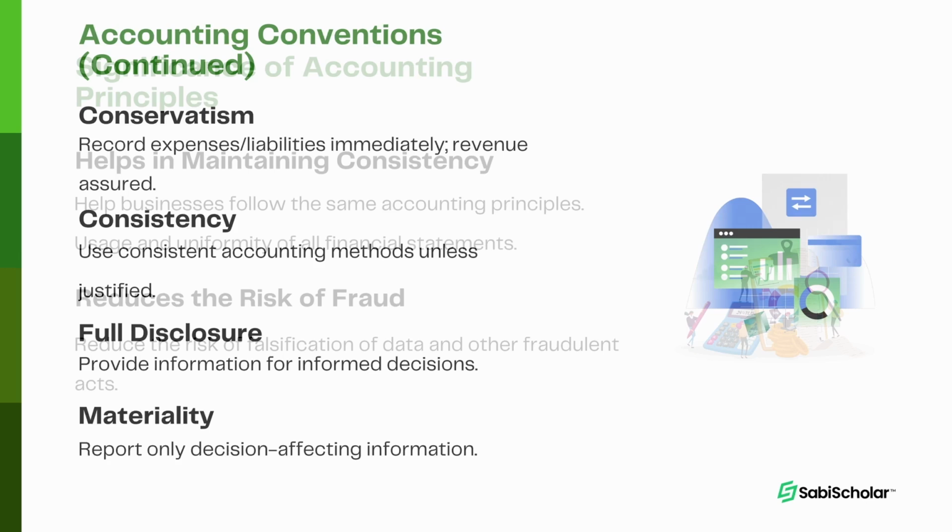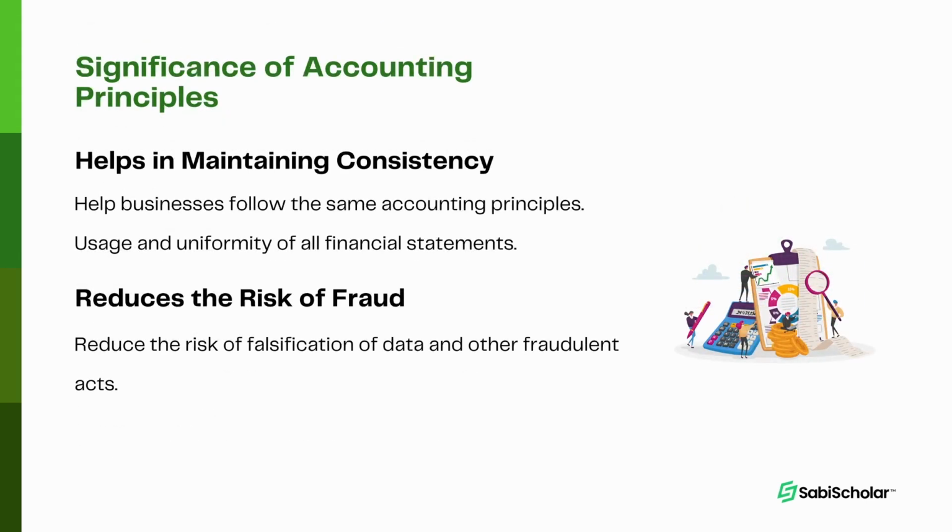So let's talk about the significance of accounting principles. The first significance is that it helps in maintaining consistency. Accounting principles help businesses follow the same accounting principles over and over. Now, this facilitates advancing the usage and uniformity of all financial statements. So by this, the firm makes it easier for users of accounting information to evaluate the efficiency of financial information. Another thing is that it reduces the risk of fraud. Accounting principles help companies to reduce the risk of falsification of data and other fraudulent acts in businesses.